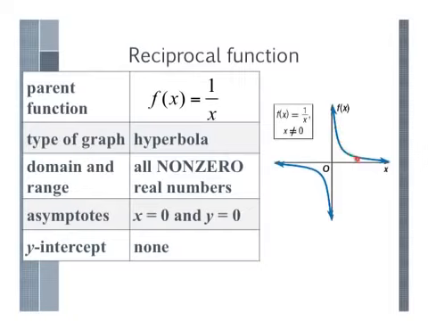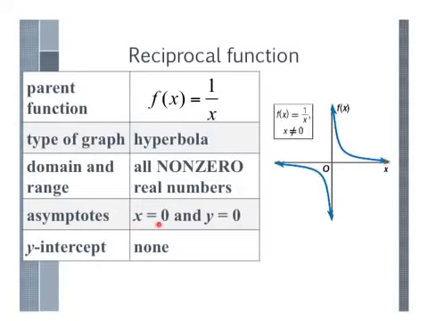This particular graph is called a hyperbola, and we'll talk more about hyperbolas in another chapter. But they've got these two curves, these are like branches, and then you have asymptotes. So let's go ahead and jump down here to the asymptotes. This particular mother function or parent function, the asymptotes would be the y-axis and also the x-axis.